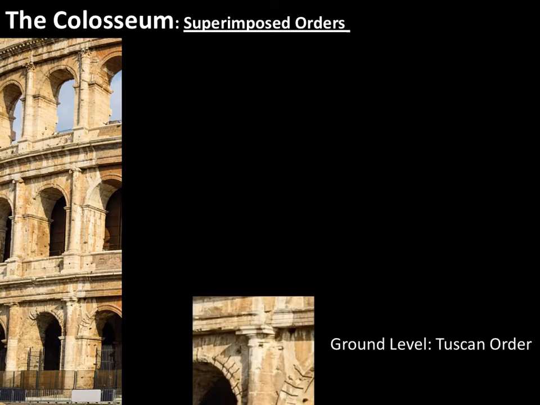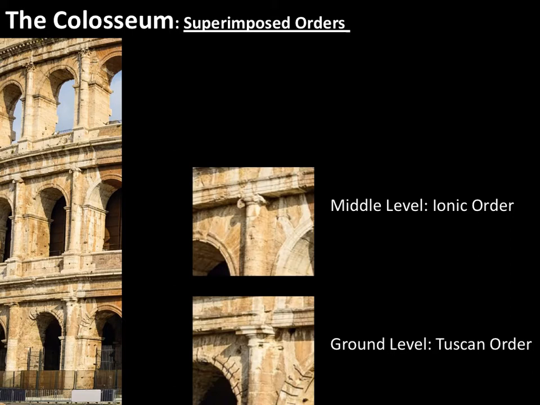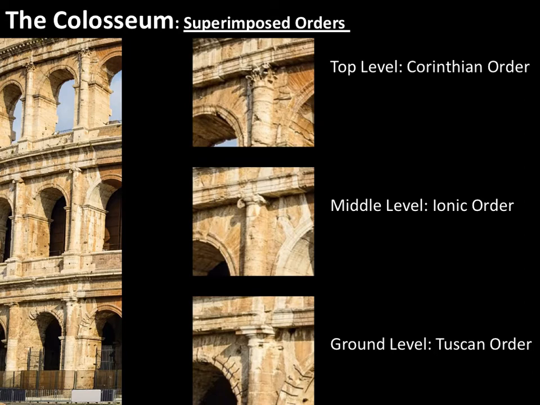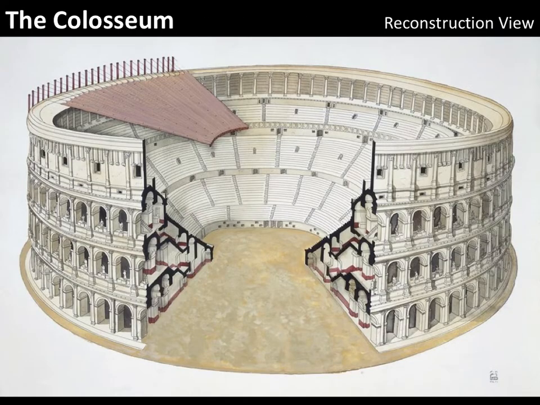The photograph that I have here is actually a slice of a photograph from the Colosseum. On the bottom level, you have the Tuscan order of architecture. On the middle level, you have the Ionic order, and above that, you have the Corinthian order. So the orders have an order of importance, and they go from the strongest, simplest looks to the most decorated looks as you move up the building. That's what's called superimposed orders. And you see this throughout the Roman world.